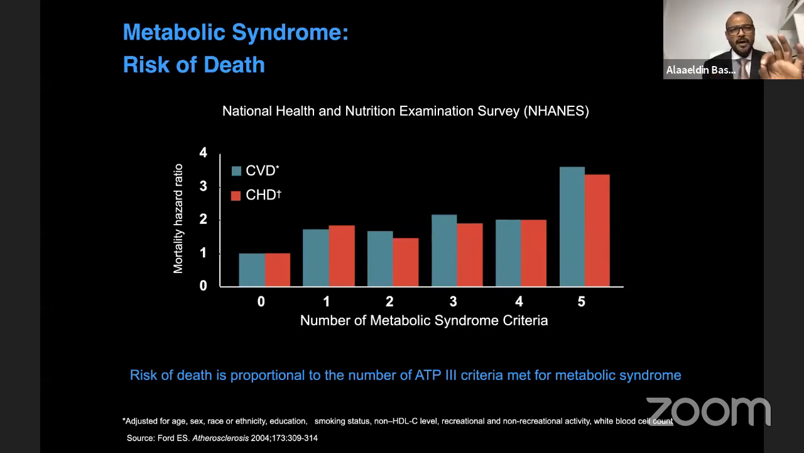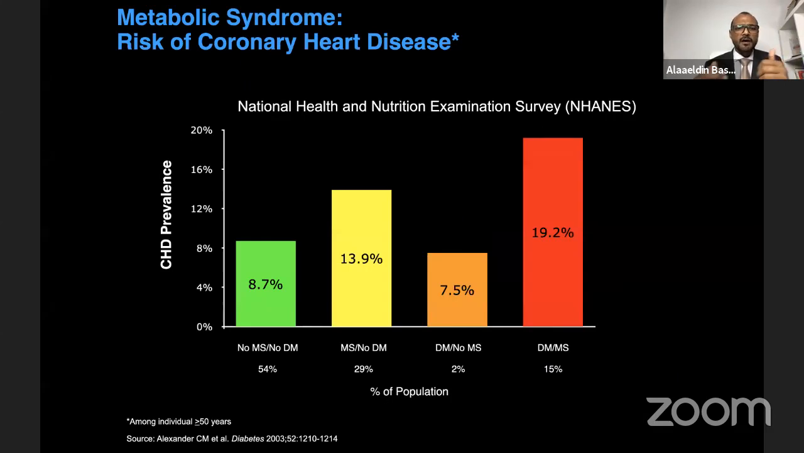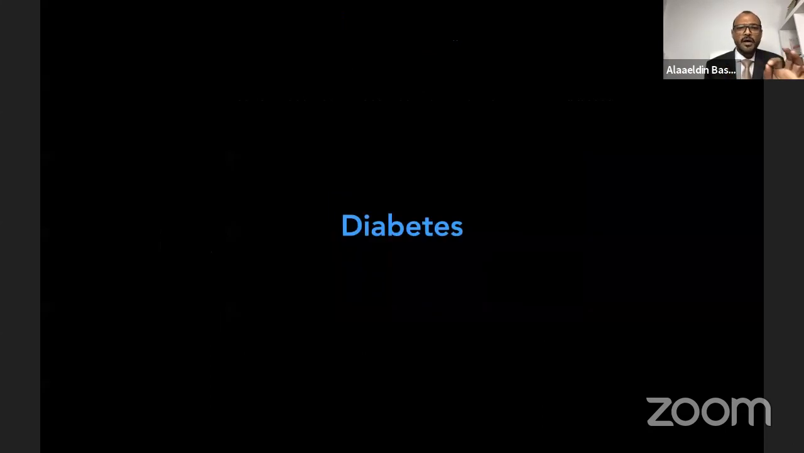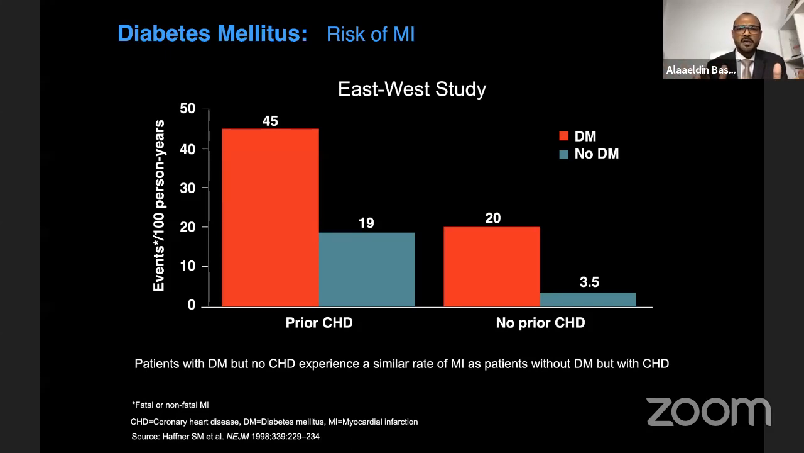Now, if you look at metabolic syndrome and diabetes, in patients with no diabetes and no metabolic syndrome, the prevalence of coronary heart disease is around 8.7%. It increases to 13.9% if they had only metabolic syndrome, and even higher, up to 20%, if they had diabetes and metabolic syndrome together. So patients with impaired fasting glucose, impaired glucose tolerance and metabolic syndrome are at very high risk of cardiovascular disease, and not only diabetic patients.